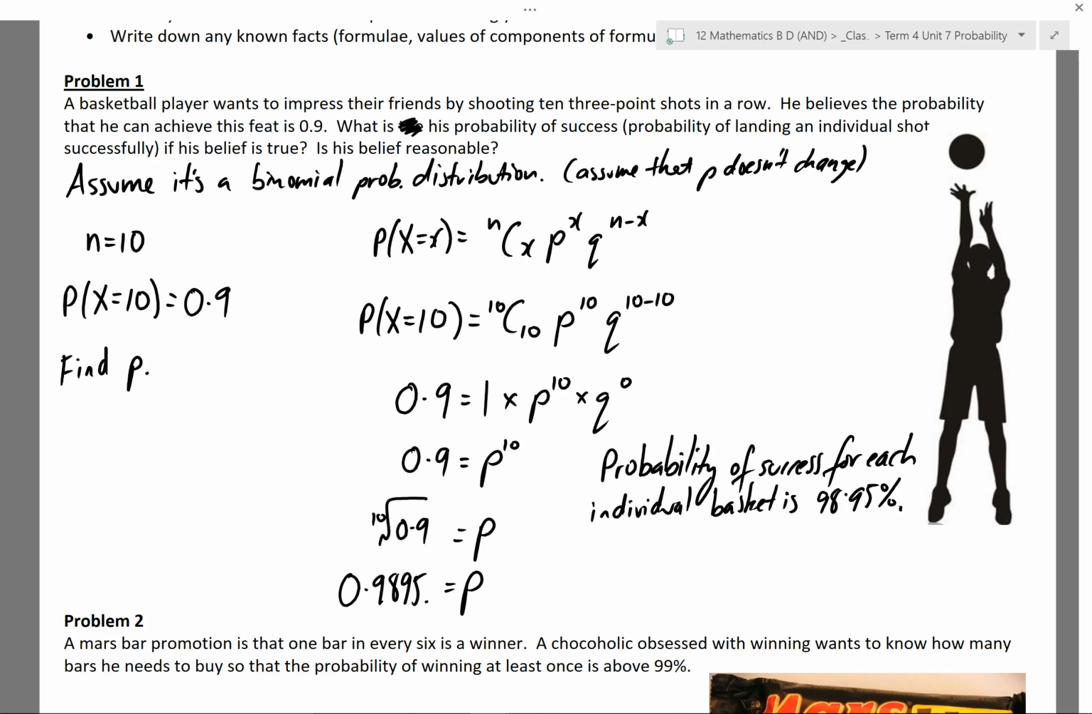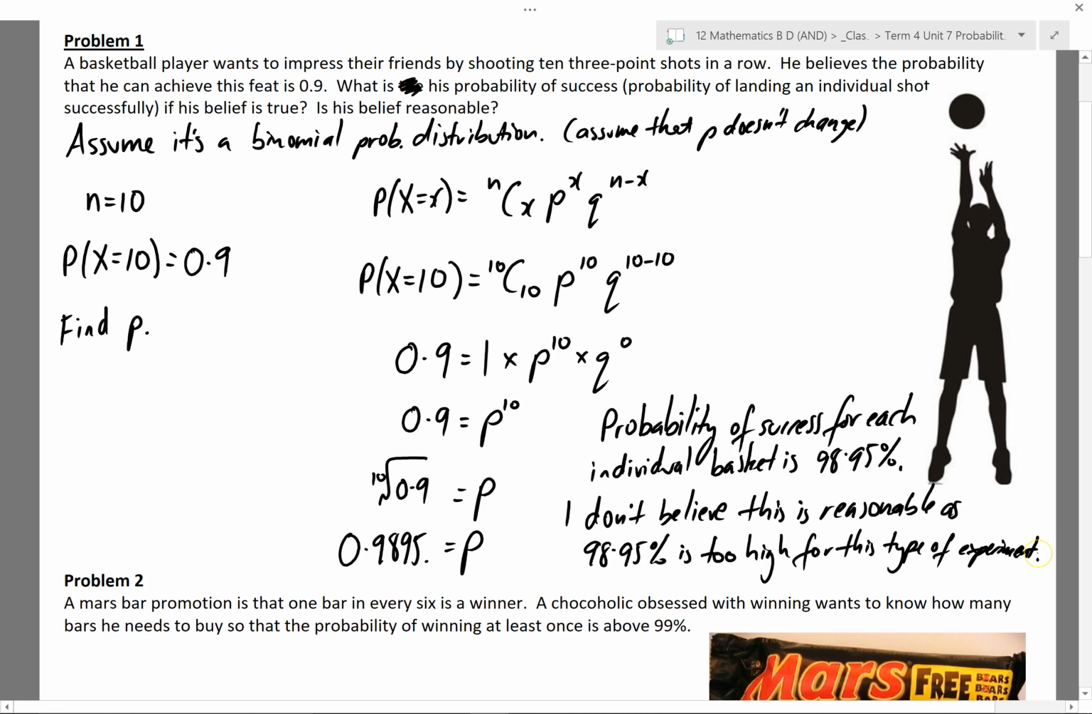Is his belief reasonable? Well, I'd probably say that that's not reasonable. I don't think there's anyone who can shoot 98.95% of 3-point shots. Not even the professional basketball players. So I don't believe it's reasonable, as it's too high for this sort of experiment. So his belief is not reasonable. He's basically dreaming that 9 times out of 10 he'll be able to shoot 10 buckets in a row.